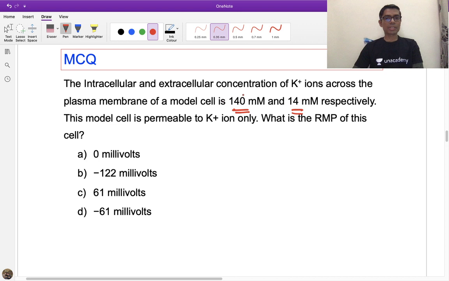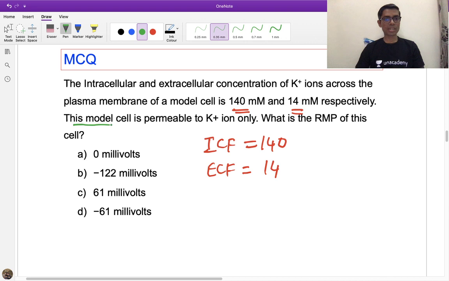Now look at the next question. ICF potassium is given as 140, ECF potassium is given as 14, right? You have to calculate the RMP of this cell. Look at exactly the same thing we were discussing. This model cell is permeable to only potassium ion. So whenever the cell is only permeable to potassium ion, you just have to calculate the equilibrium potential of potassium and it will be exactly the same as the RMP.